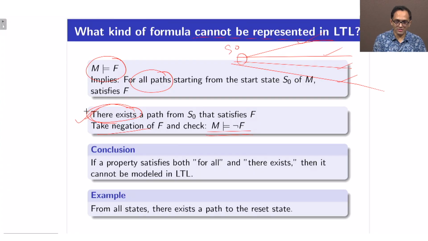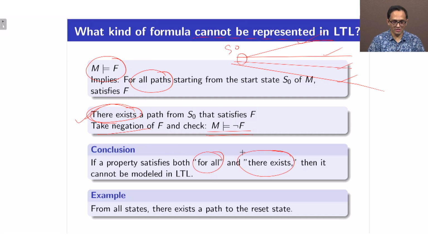Then what can we not do? We can handle for all, and we can handle there exists. But if you think about a formula that needs both for all and there exists, even if you take the negation, you cannot represent it. So a property that needs to satisfy both for all and there exists cannot be represented in LTL.